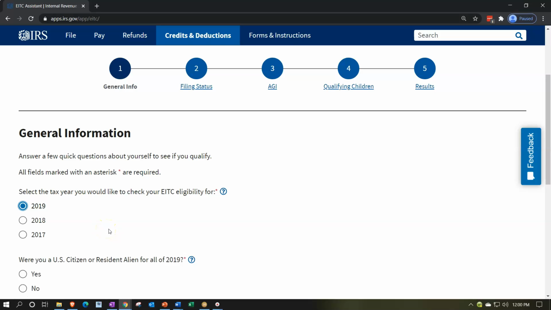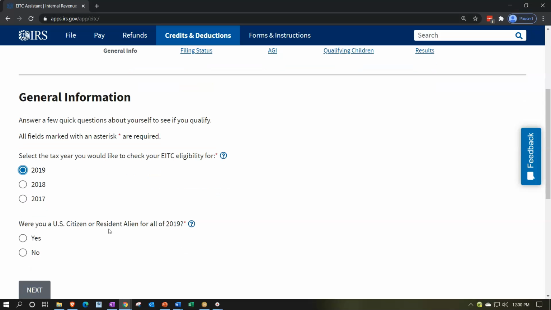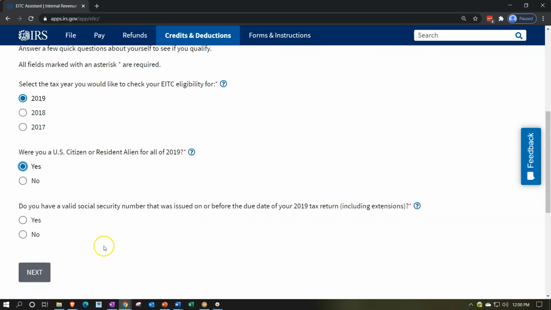2020 should be up soon, but again, they're kind of updating their information. We're mainly focusing on 2020, but they should have it updated shortly, you would think. So just keep in mind, we're looking at 2019. Were you a U.S. citizen or resident alien for 2019? I'm going to say yes. Do you have a valid Social Security number that was issued on or before the due date of your 2019 tax return? I'm going to say yes, we have the Social Security number.